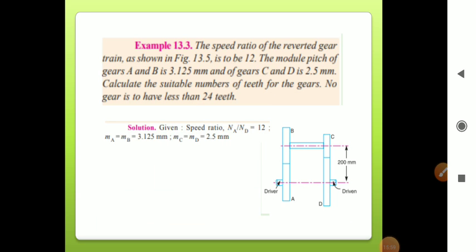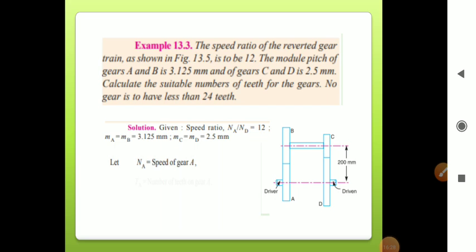Okay, now see here, first thing is that write down whatever data is given. First thing is that they have given the speed ratio, that is NA by ND is equal to 12. Next, the module of gears A and B is 3.125 mm. That means MA is equal to MB is equal to 3.125 mm. Next, the module of gears C and D is 2.5 mm. That is MC is equal to MD is equal to 2.5 mm. That is what is given.